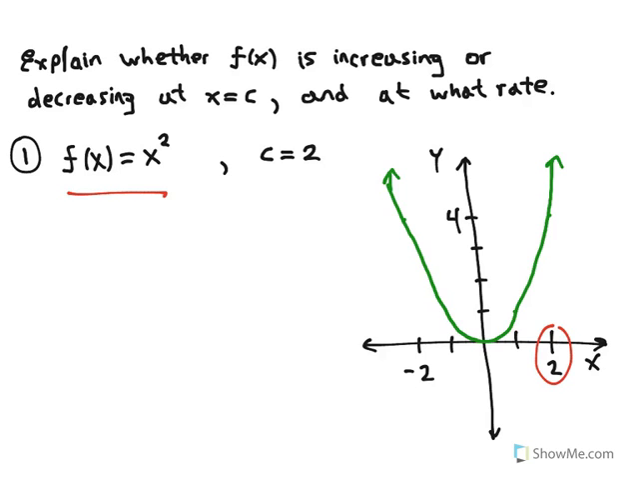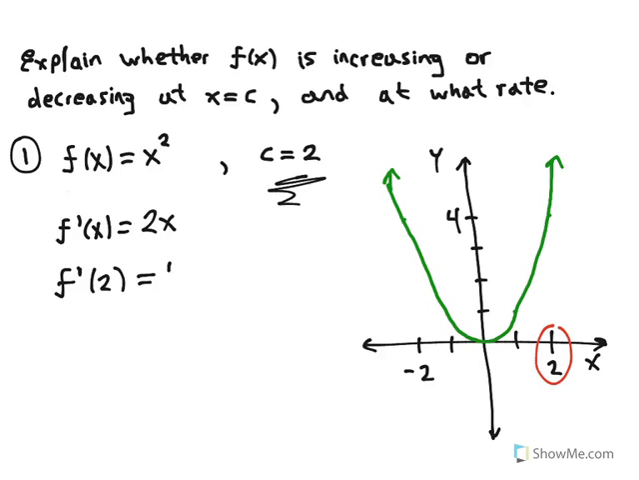So you can see that the graph is rising from left to right at x is equal to 2, so this function is in fact increasing at x is equal to 2. At what rate? You can find the rate at which the function is increasing by finding the derivative of the function and evaluating it at x is equal to 2. The derivative can be found by using the power rule. It would be 2x. Evaluating at x is equal to 2, 2 times 2 is 4. So this function is increasing because the derivative is positive at x is equal to 2. So the function is increasing at a rate of 4 units of y for each unit of increase for x.